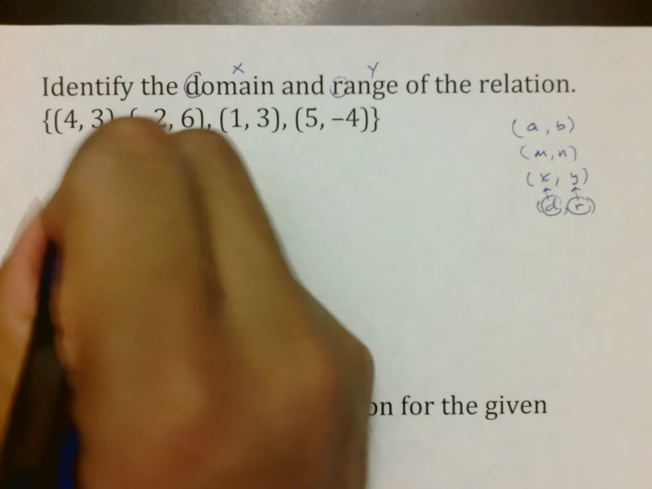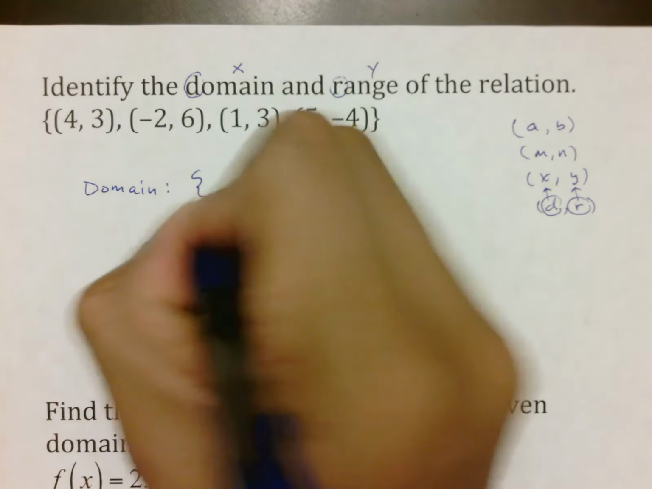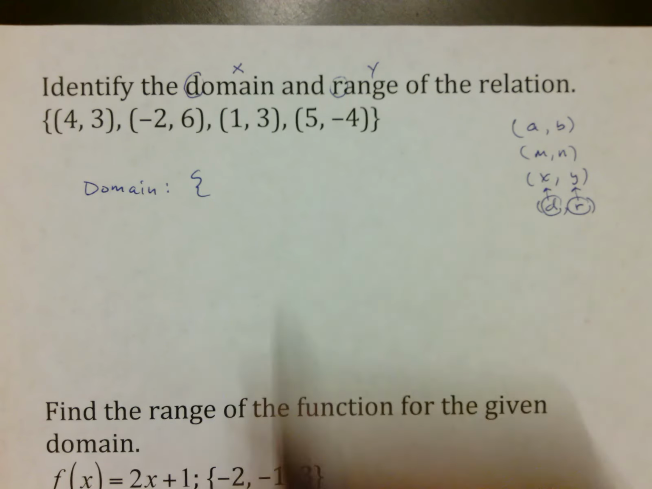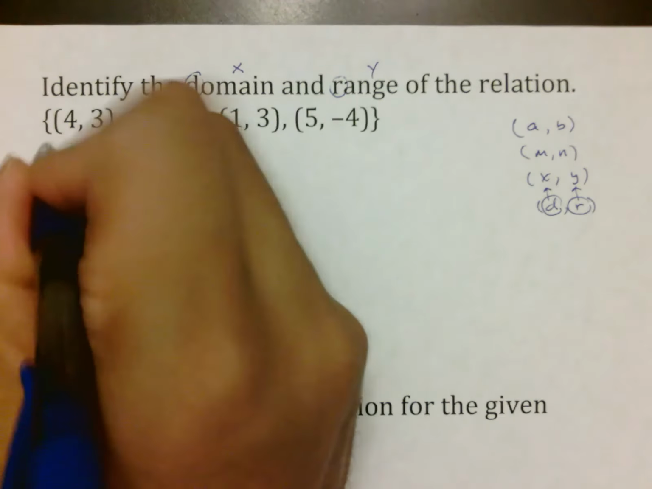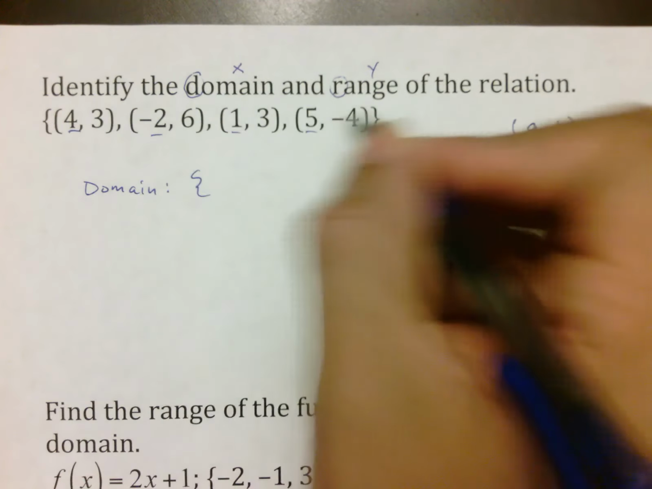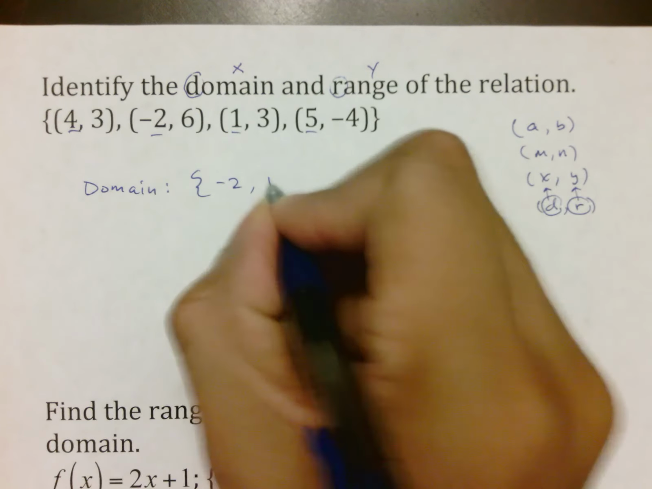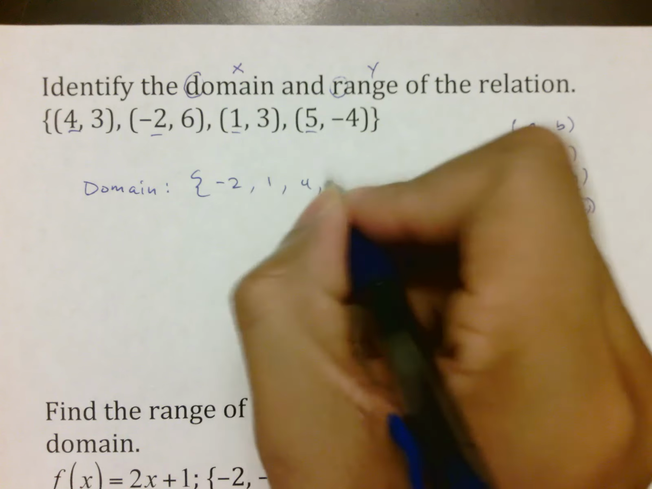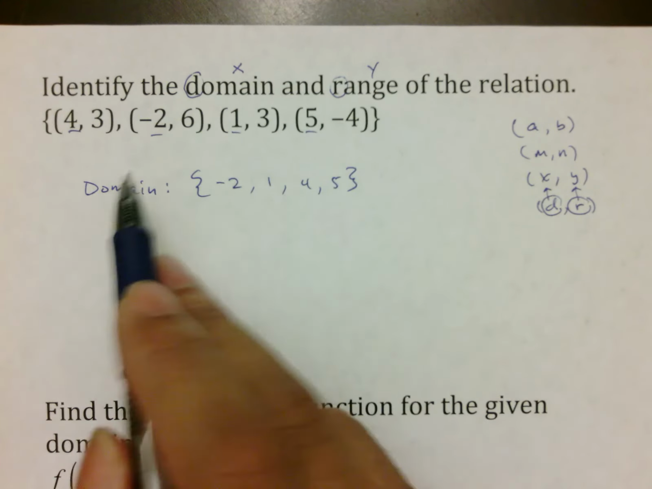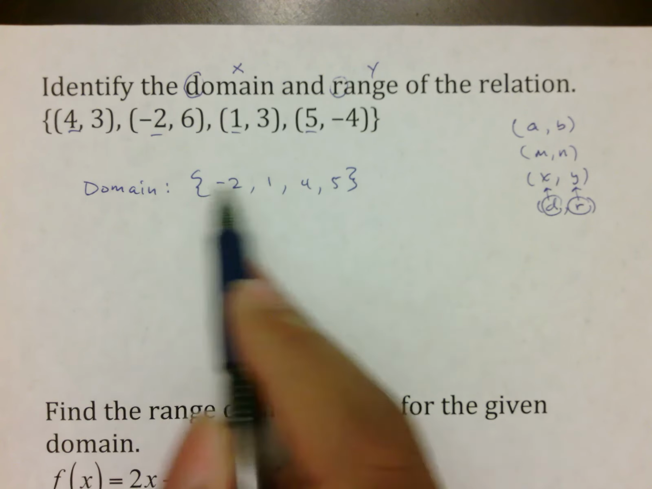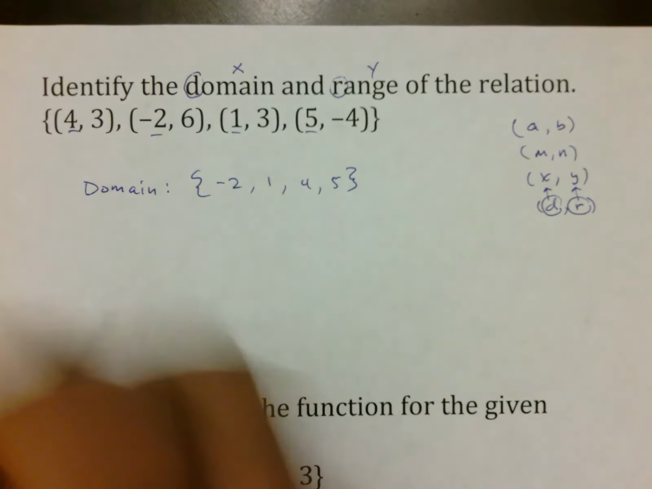But all you have to do is write the word domain, put the brace, and list all of the domain values, which would be your x values, in order from least to greatest, which means go through, look at all your x's, and say my smallest x is negative 2, my next smallest x is 1, then 4, then 5. What this is telling the person is that in this relation, the x values that you have are negative 2, 1, 4, and 5, which is true. You're making room for those numbers.